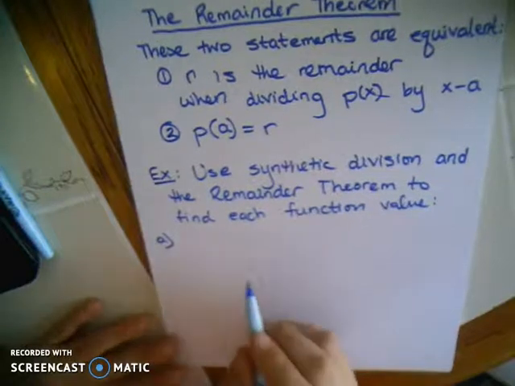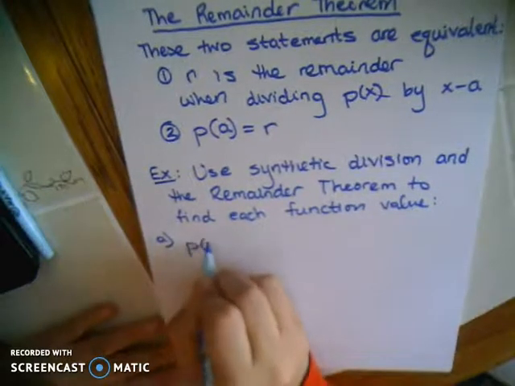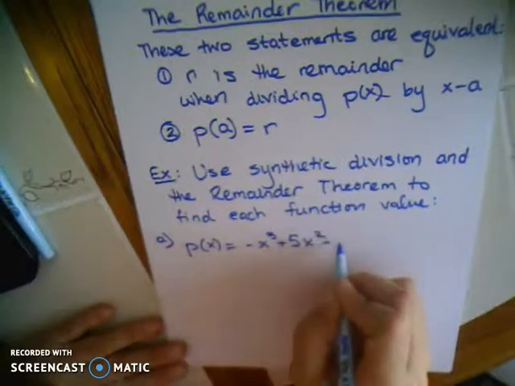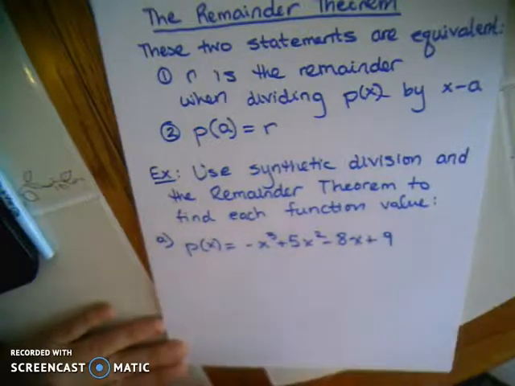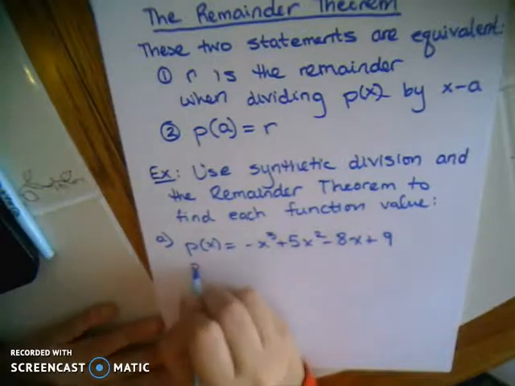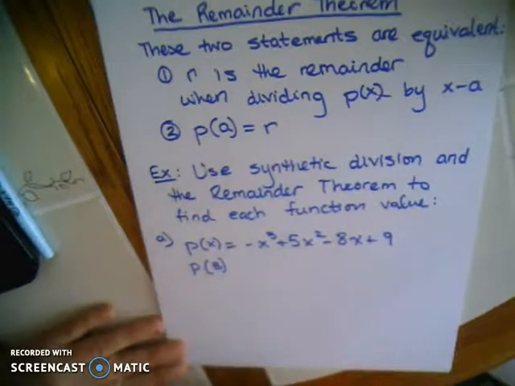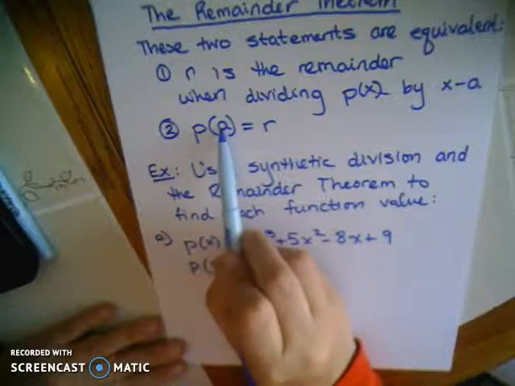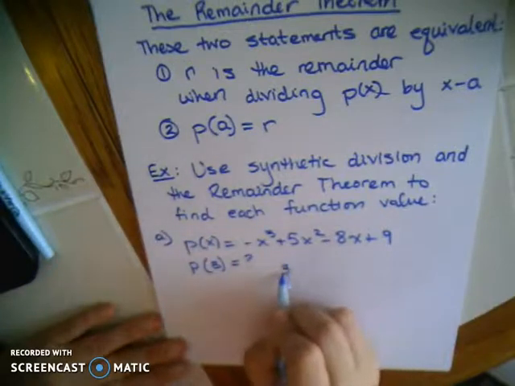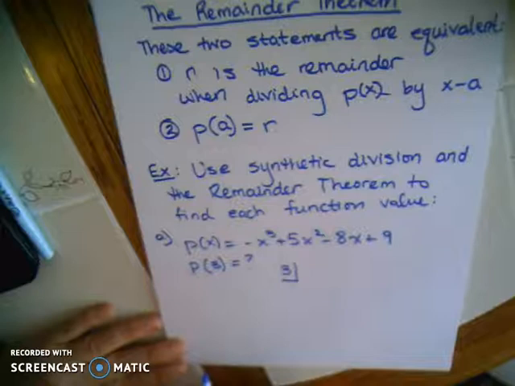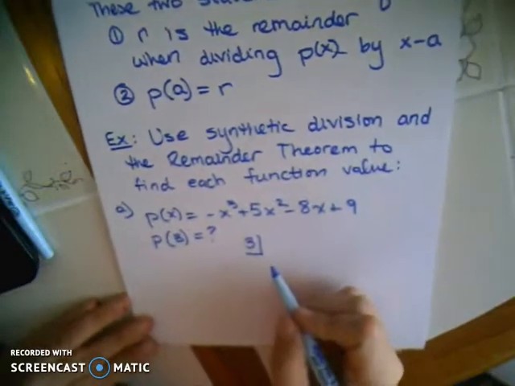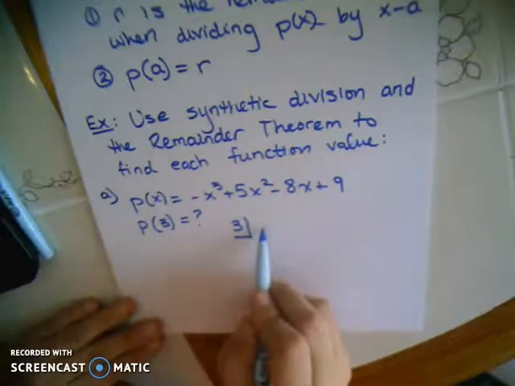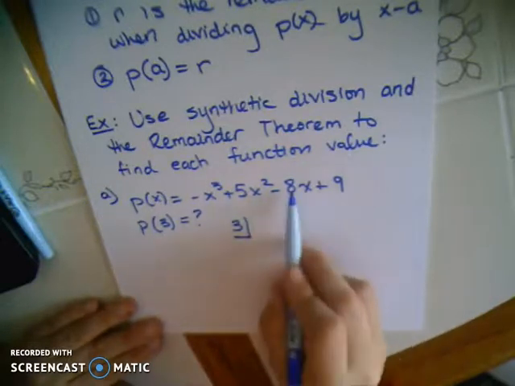get the same answer. So let's say we have P of x equals negative x cubed plus 5x squared minus 8x plus 9. And we want to find P of 3. Well, all we have to do is synthetic division with 3 in the box. And remember, synthetic division, next to our special number that we use over and over and over again, we write the coefficients from a polynomial.